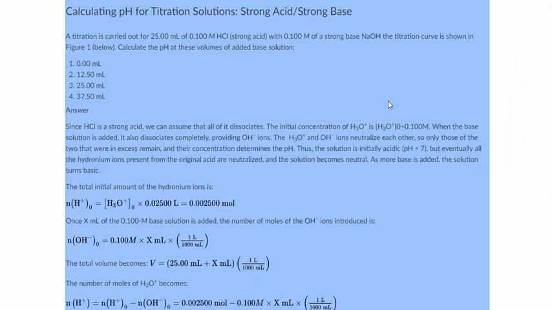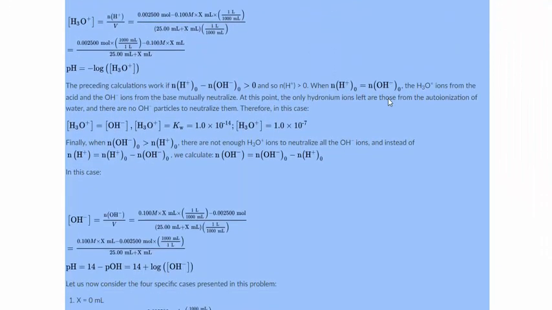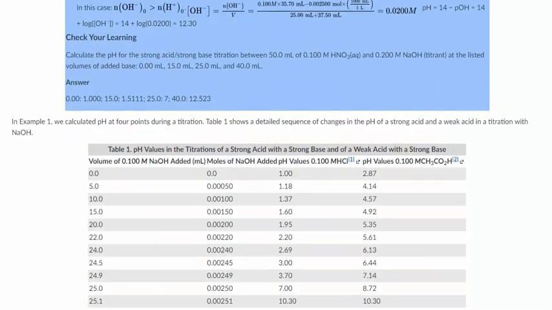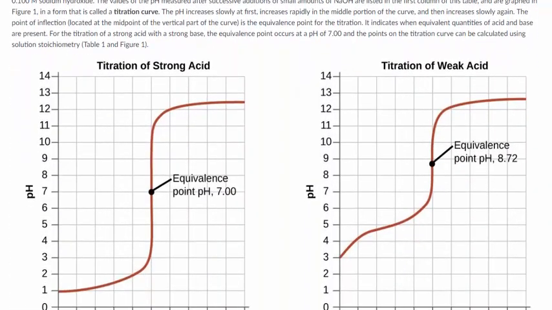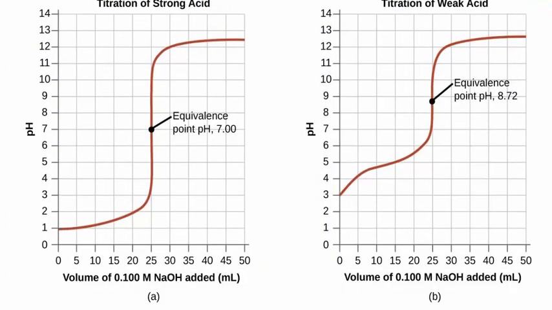These calculations we can perform for any volume of base added. So we can calculate and tabulate this information, and then we can form what's called the titration curve. Now here we have the titration curve on the left. We have the titration curve of a strong acid with a strong base. You have the volume of the sodium hydroxide on the bottom and the pH on the vertical.